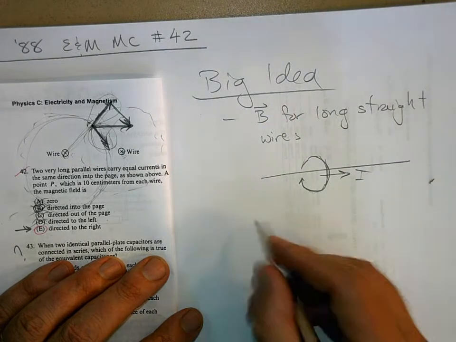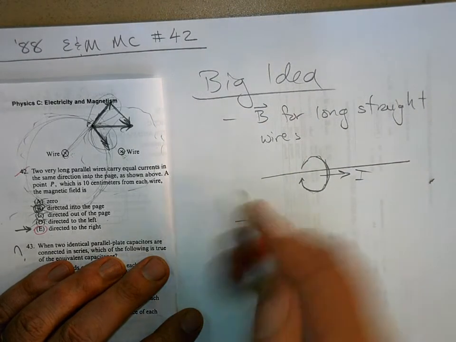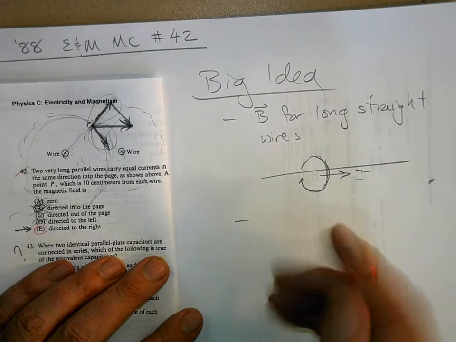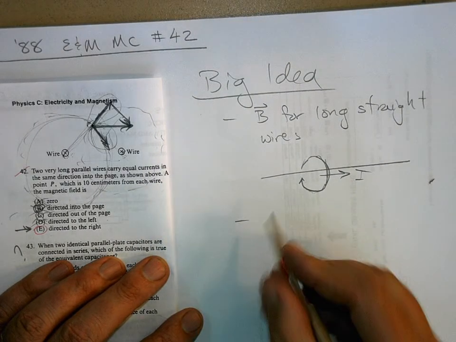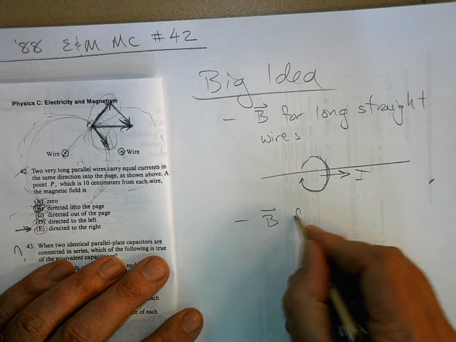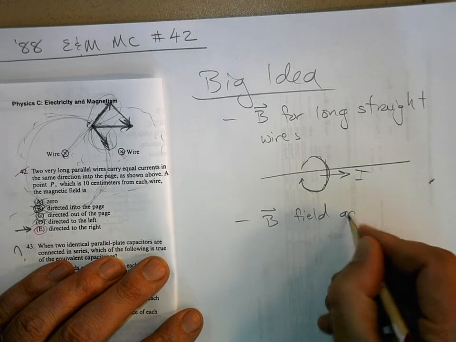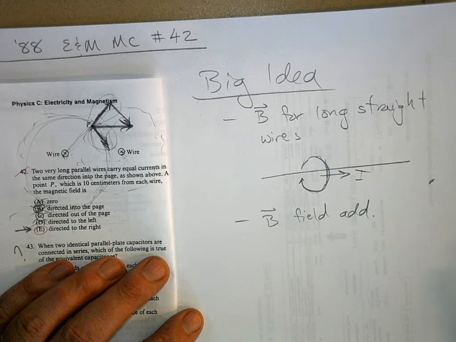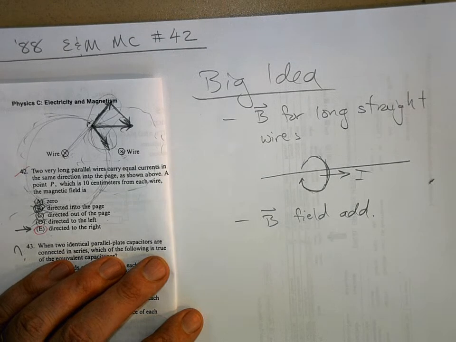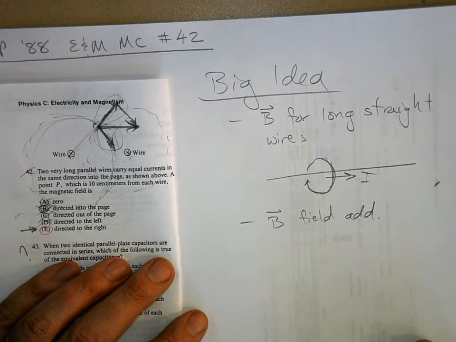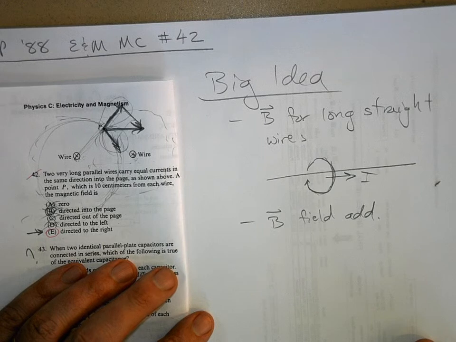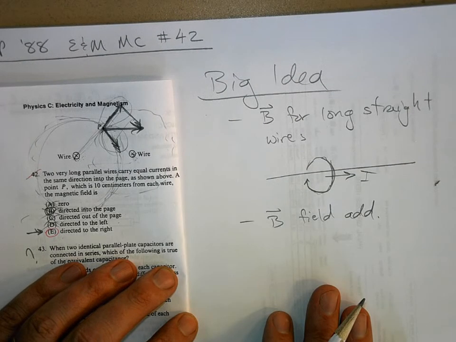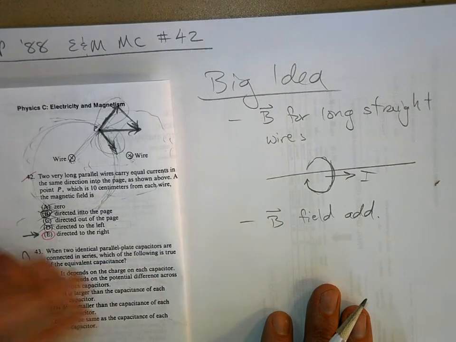And you have to understand that if you have more than one wire, and you want to know the magnetic field at a particular spot, B fields add. That is, they obey the principle of superposition. You might hear that, superposition. They add up. So that is number 42, beaten to death. Any questions? That is all.